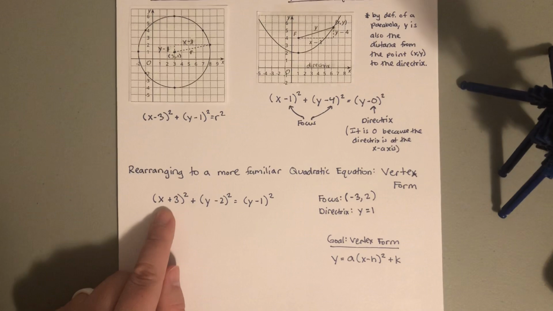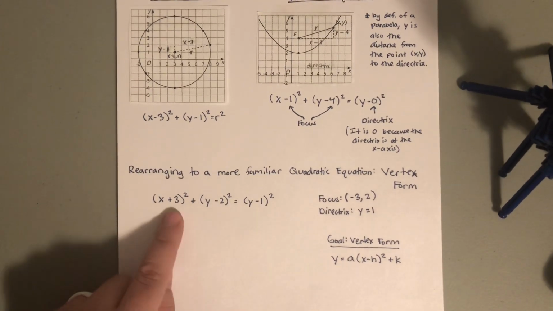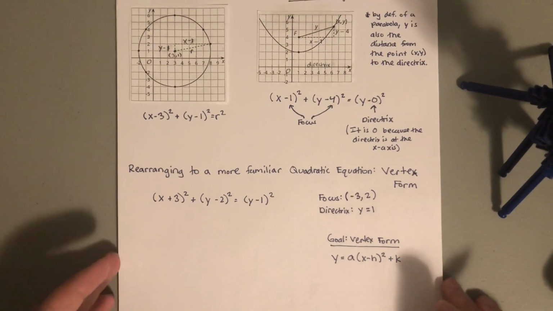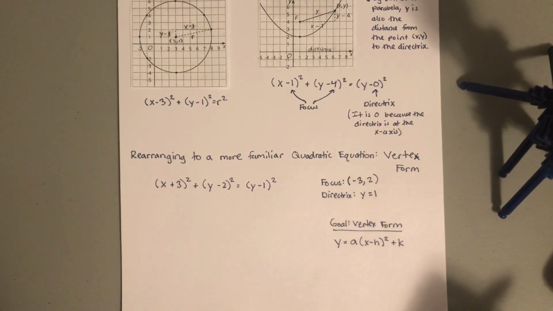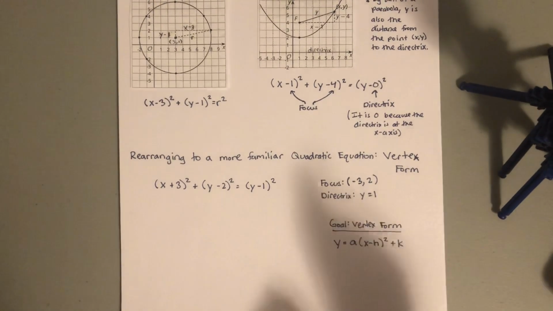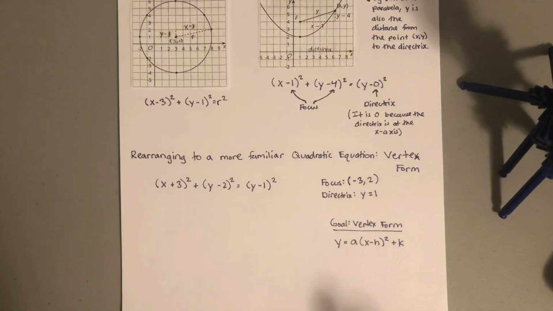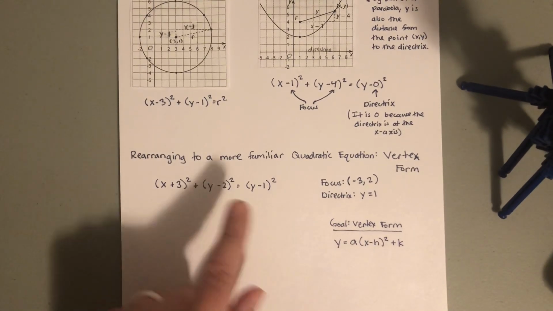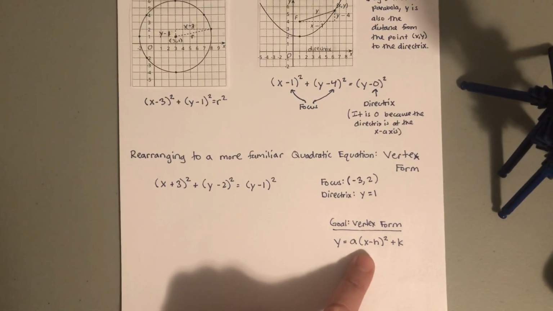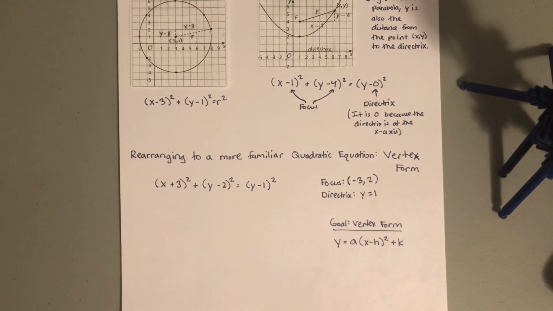But what if we want to know what the vertex is? To do that, we would have to rearrange this into vertex form. So think back to algebra. We talked a lot about quadratic functions, and vertex form was one of the ways that we could write them. There was vertex form, factored form, and standard form. Vertex form gives us the vertex. So we're going to try to make this look like this, and it's not actually as difficult as you might think. It's actually pretty straightforward.